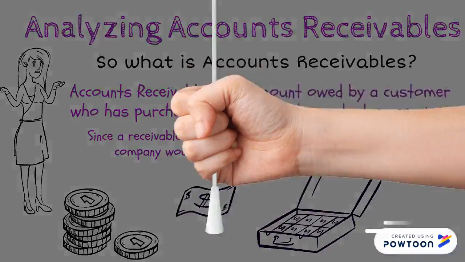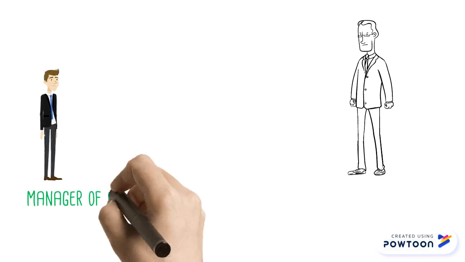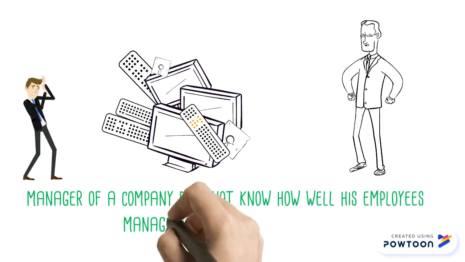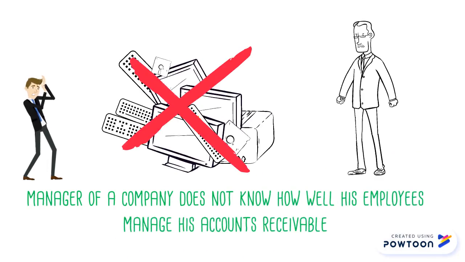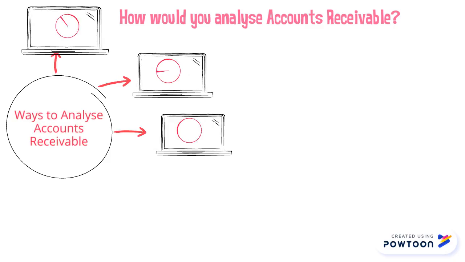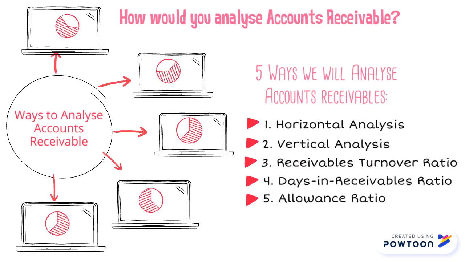Let's start with this example where the angry manager of a company does not know how well his employees manage his accounts receivable. He's frustrated, annoyed, and stressed, and ready to scream at you. So what do you present to him? To save yourself and your job, you present the 5 ways of analyzing accounts receivable. This includes horizontal analysis, vertical analysis, receivables turnover ratio, days in receivables ratio, and your allowance ratio.